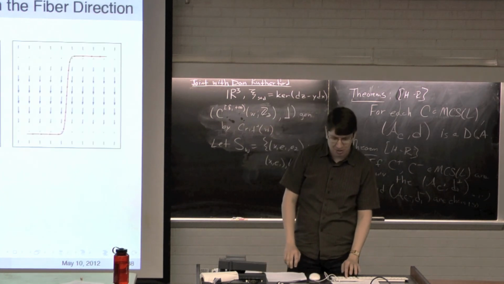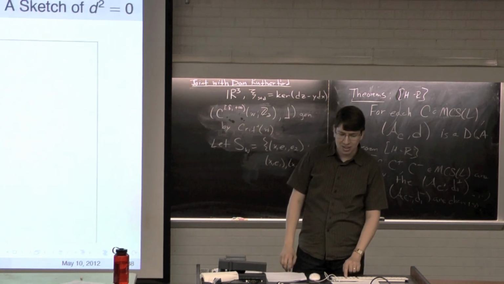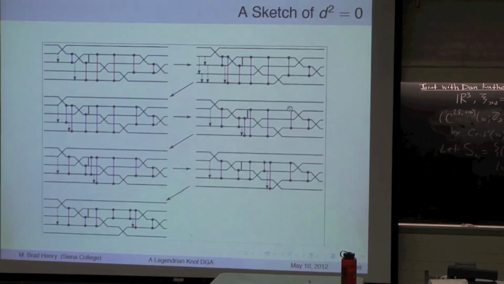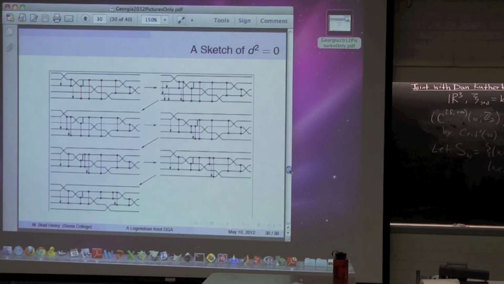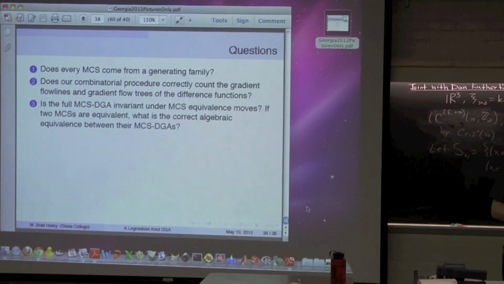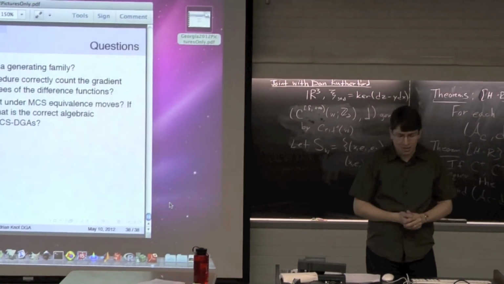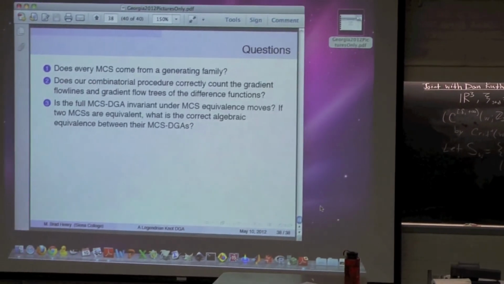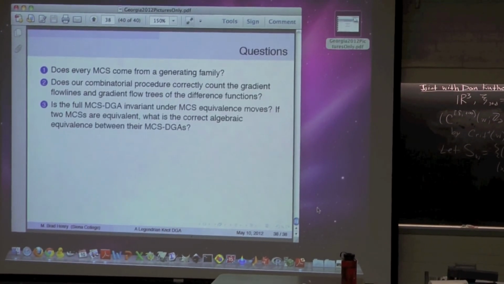And so let me just say what the open questions are for us. One is how much of this is geometrically faithful, and you can see I had a lot more to say. You can ask me about that if you want. Does every MCS come from a generating family? And is our combinatorial procedure geometrically accurate? And then what happens in terms of the equivalence on MCSs with the full DGA? And I'll stop there.